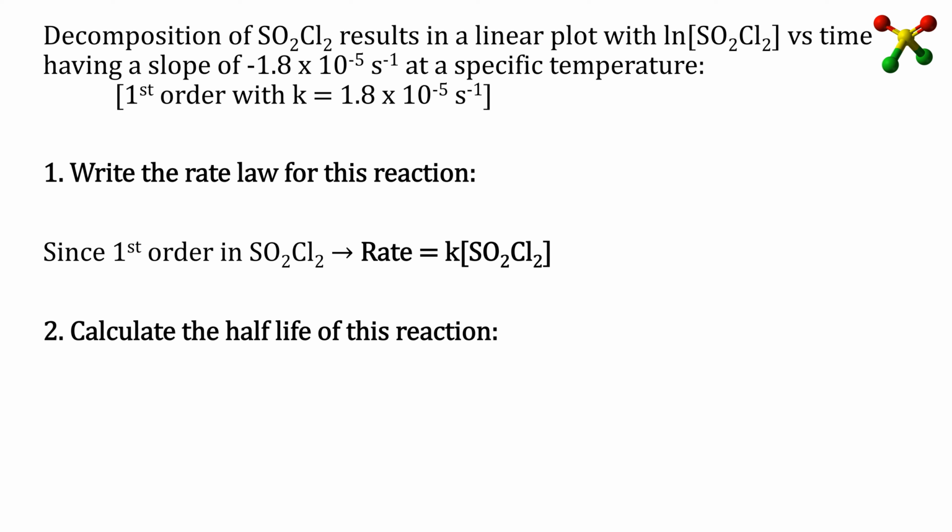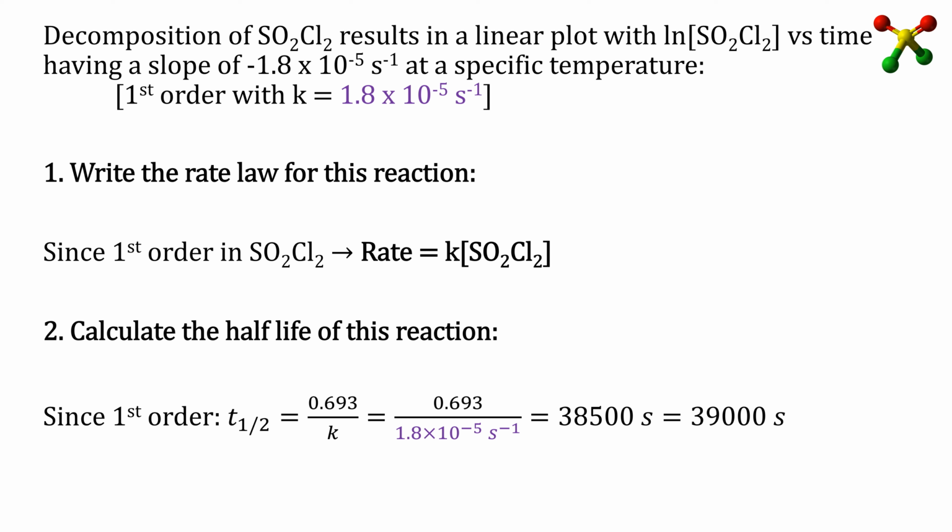The next problem is to calculate the half-life for this reaction. Since this is a first order reaction, our half-life is simply 0.693 divided by k, the rate constant. Notice that the half-life of this first-order reaction is independent of initial concentration of reactant. In contrast, the zero-order and second-order half-lives are dependent on initial concentration. We plug in our rate constant, and we find that our half-life is 38,500 seconds, or correctly rounded to two significant digits, 39,000 seconds.